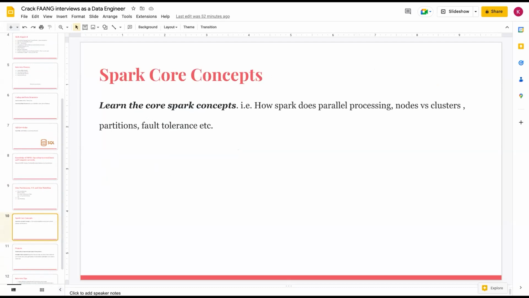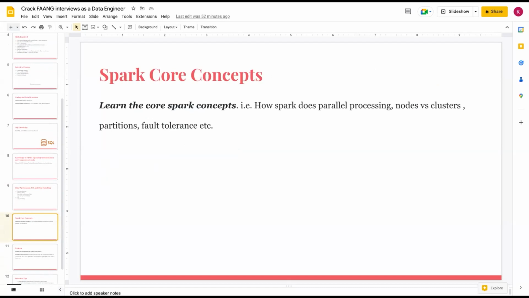Spark is again a big data framework, right? So you should have a basic knowledge of what big data is. Again, they will not ask what is big data. They will ask you to explain what big data is to a kid. How will you explain that? That's where you need to be ready with examples.